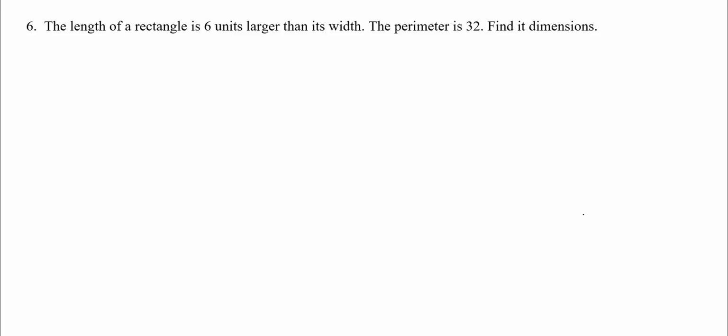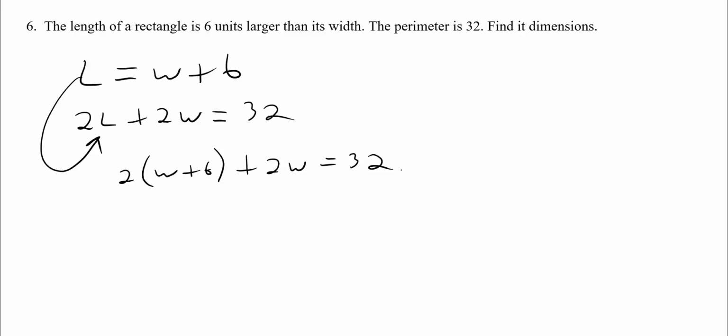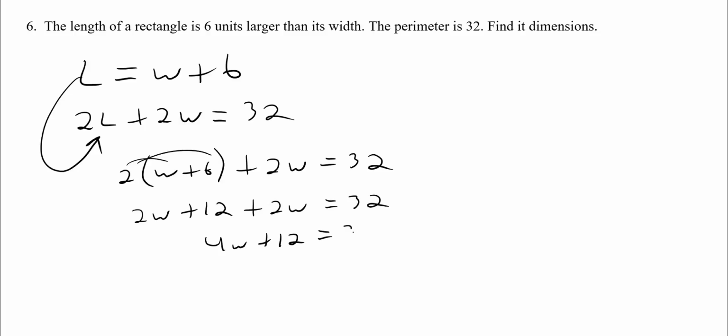The length of a rectangle is 6 units larger than the width. Length is W plus 6. The perimeter is 32. 2L plus 2W equals 32. There's your setup, guys. It's really pretty easy. Substitute that L into there, so it's 2 times L, which is W plus 6, plus 2W is equal to 32. Okay, solve, so we distribute that. Make sure you do that correctly. 2W plus 12 plus 2W equals 32. So 2W and 2W is 4W plus 12 equals 32.